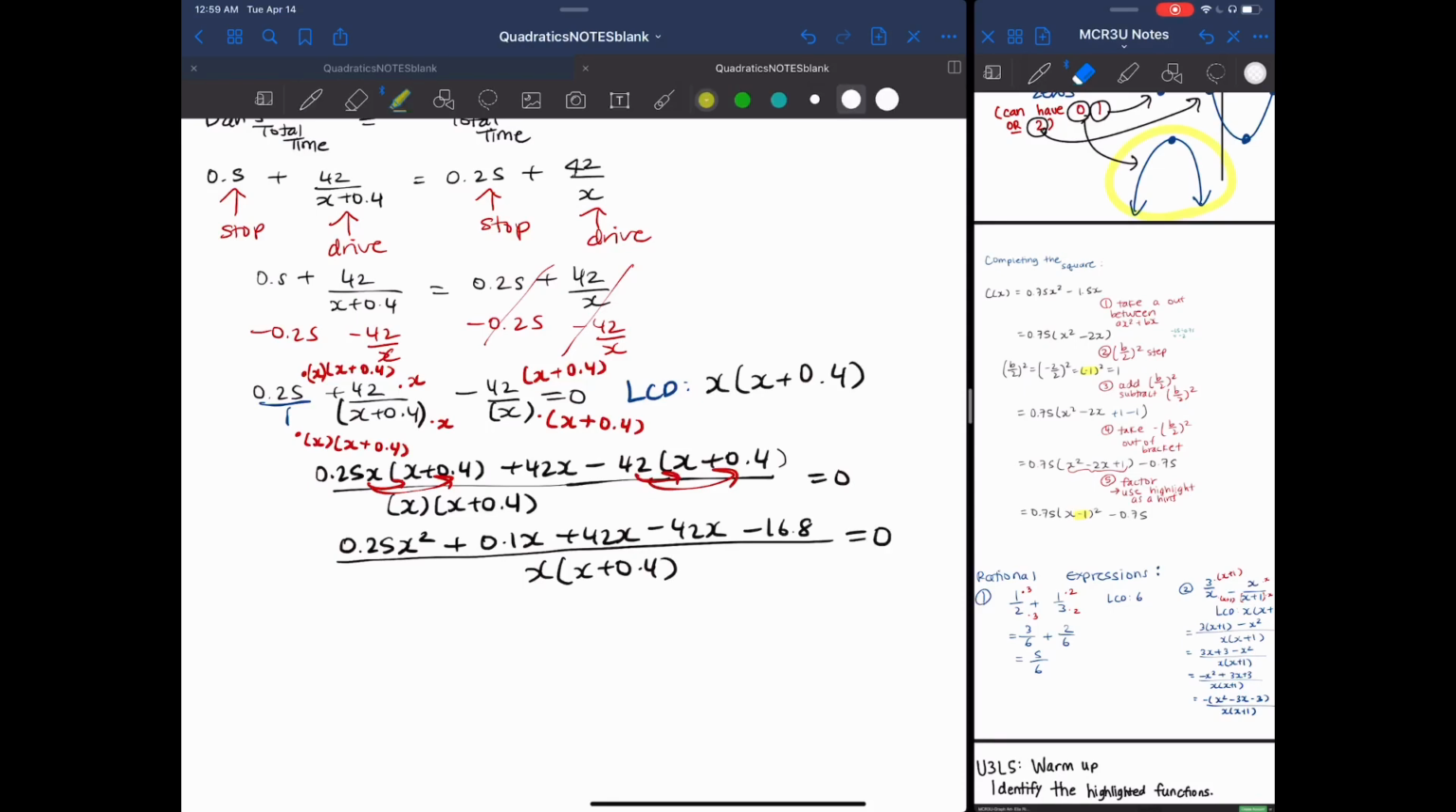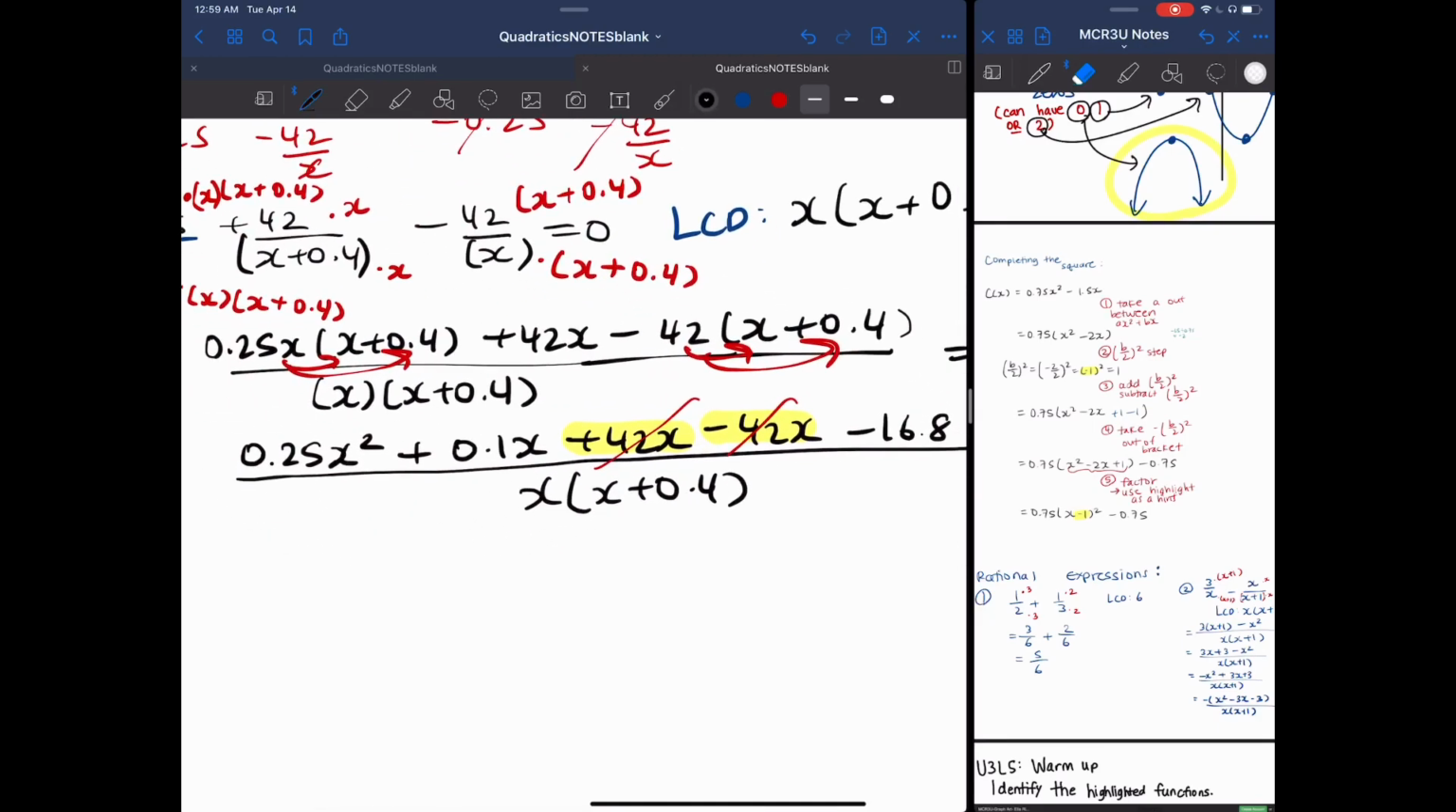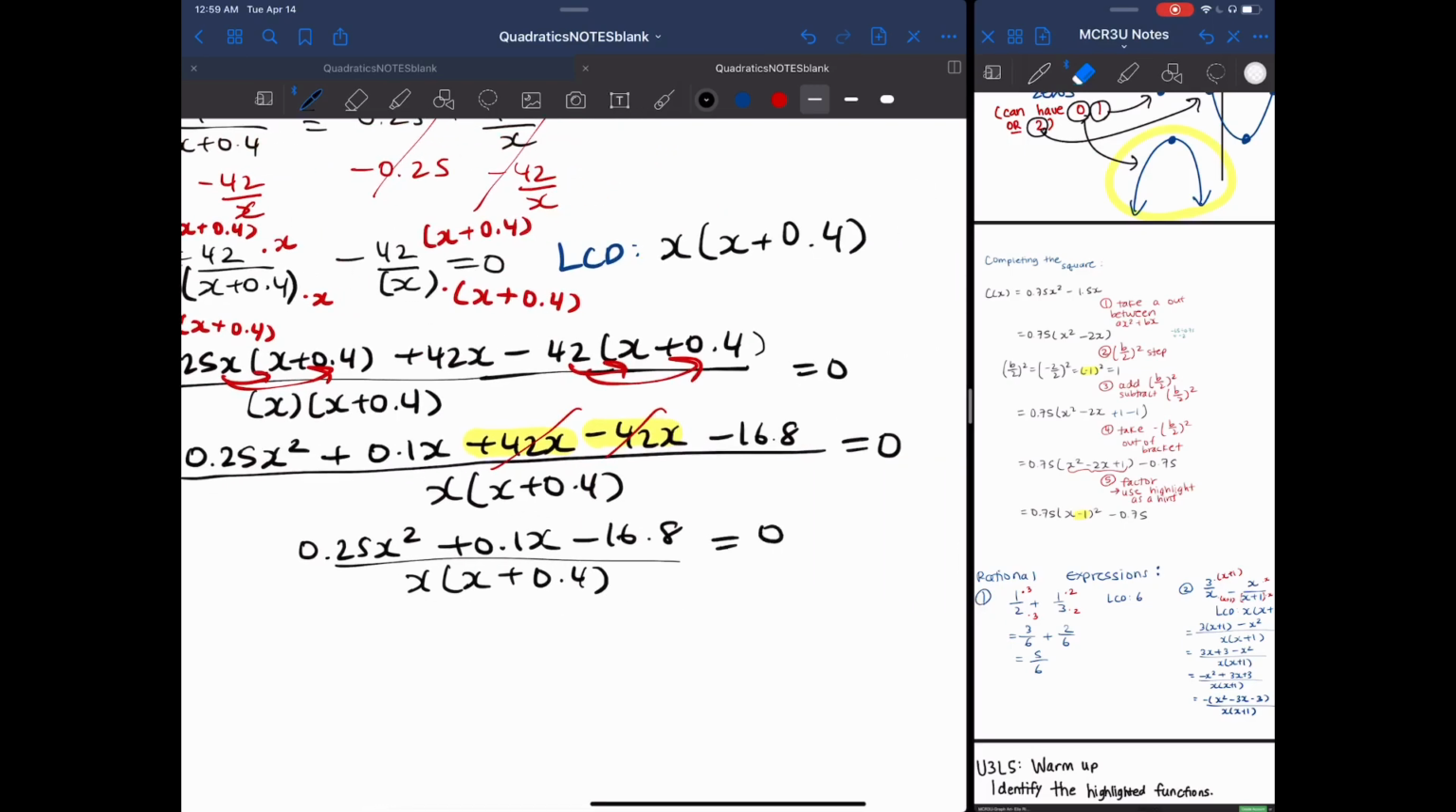Collecting like terms, I see these are like terms, but they actually cancel. And then I don't see any more like terms. So I have 0.25x squared plus 0.1x minus 16.8 divided by x bracket x plus 0.4 equals 0.